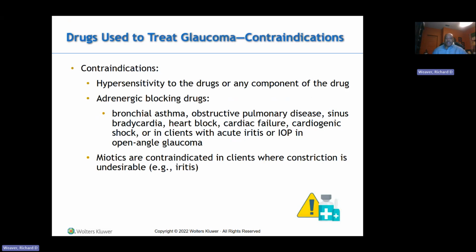These drugs also should not be used in sinus bradycardia, heart block, cardiac failure, cardiogenic shock, as well as those who have hypersensitivity to the drugs.